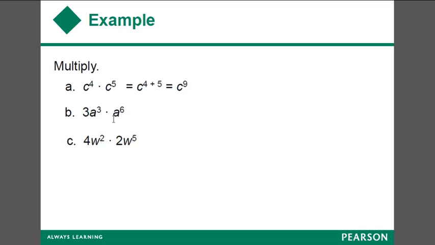When I have coefficients and variables mixed together, I multiply the coefficients of each term. If the bases are the same for the variables a and a, then I will add the exponents of the variables. So 3 times 1 is 3, and a to the third times a to the sixth is 3 plus 6, which gives me 3 times a to the ninth. This is my numerical coefficient, the number in front of my variable.